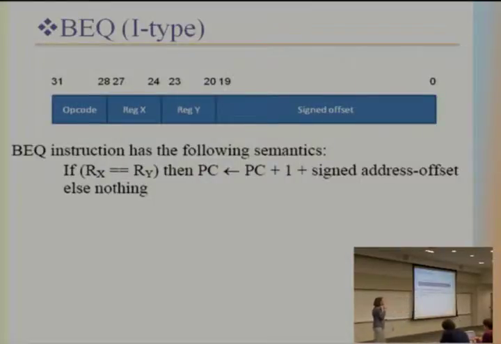Okay, so what if we want to do branching? Branch if equal. How many steps do we need? Let's say we want to do this. If Rx is equal to Ry, then increase PC, write into PC a result of PC plus 1 plus sign address offset. If it's not true, then do nothing. So what do you think? How many steps?